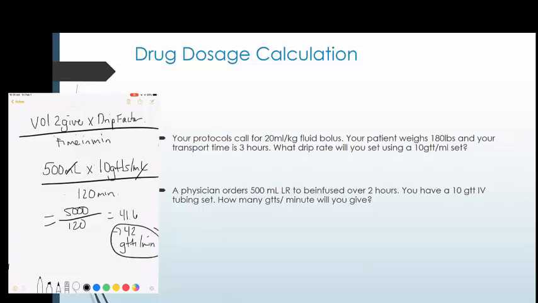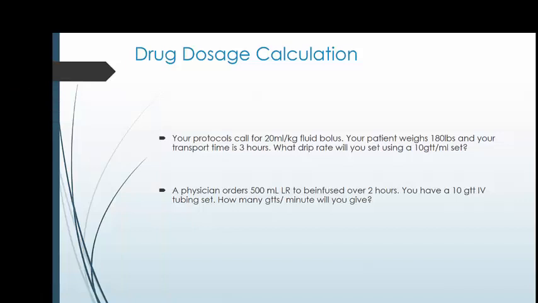Whenever you're dealing with drops, you're always going to round to a whole number because you can't give a fraction of a drop. So you're going to have to round it up or down, just using your standard rules of rounding.